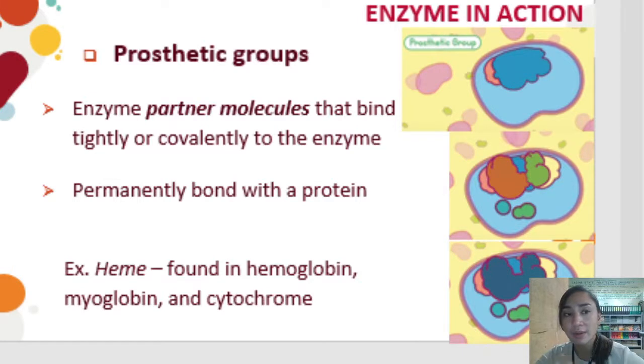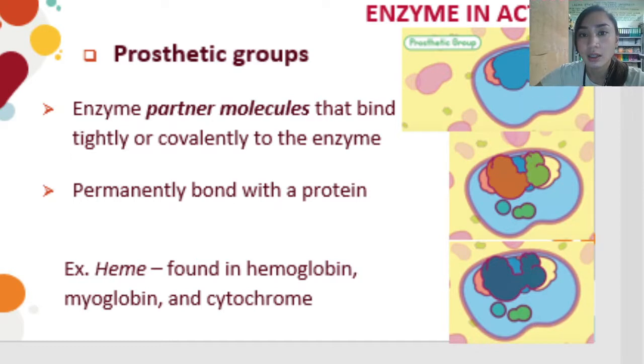So, ayan, no? Remember, we have 3 helper molecules. We have the cofactor, which is a non-protein, usually a metallic ion. And then we have the coenzyme, which is also a non-protein, also a helper molecule, but it is usually in the form of vitamins. And then, again, it is a temporary attachment only. And then we have the prosthetic groups, which are partner molecules that are covalently bonded with a protein. No, always with a protein.